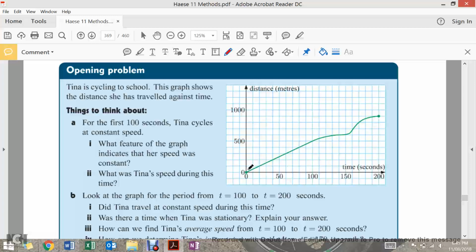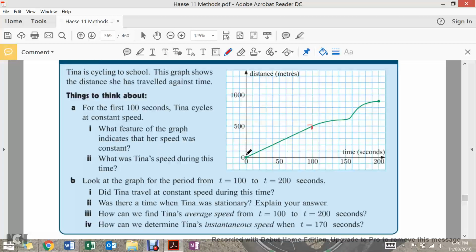You can see that here, she's travelling at a pretty constant speed, up until 100 seconds. How do we know that her speed's constant? Have a look, see what you reckon. What about her speed here? What would you say is happening to her speed here? Is her speed increasing or decreasing here? And what was Tina's speed during this first 100 seconds? How could we find her speed during this time here? These are all things to think about.